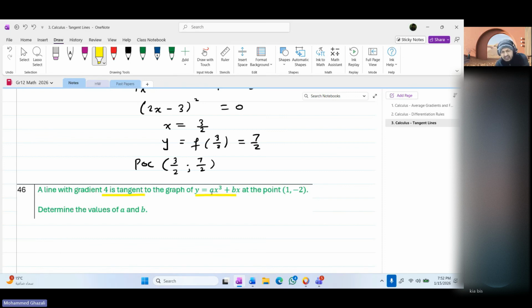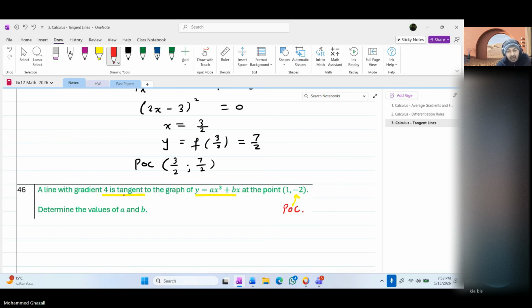So the tangent line touches the cubic function at the point 1 and negative 2. That is the point of contact, right? Determine the values of A and B. So you can see we have two unknowns, so we need to set up two equations.